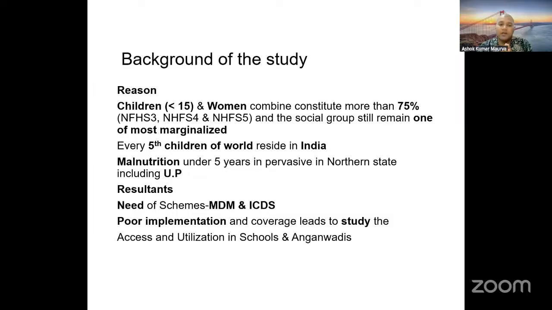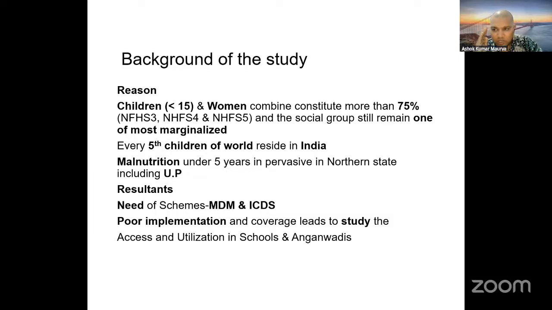If we go further into the status of children, every fifth child of the world lives in India. It means 20% of the world's children live in India, and their conditions are very poor. And if you see malnutrition under the age of five, it is a really disheartening scenario. If you look at the northern Indian states, especially UP, and for my study I went to Eastern UP, conditions are similar, and the data clearly shows poor representation.